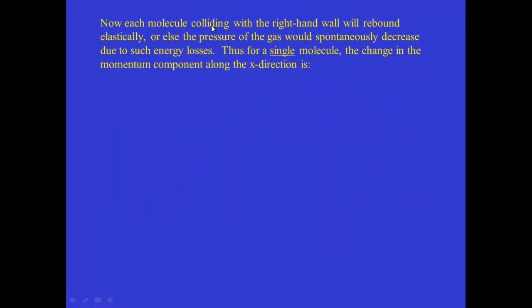So each molecule colliding with the right hand wall will rebound elastically. And we can get a pretty good idea of why these collisions have to be elastic, because if they were not, if those particles were striking the wall of the container and then losing energy and bouncing back with a lower energy, then as they collided with the walls of the container over and over again, their energy would get less and less and less.